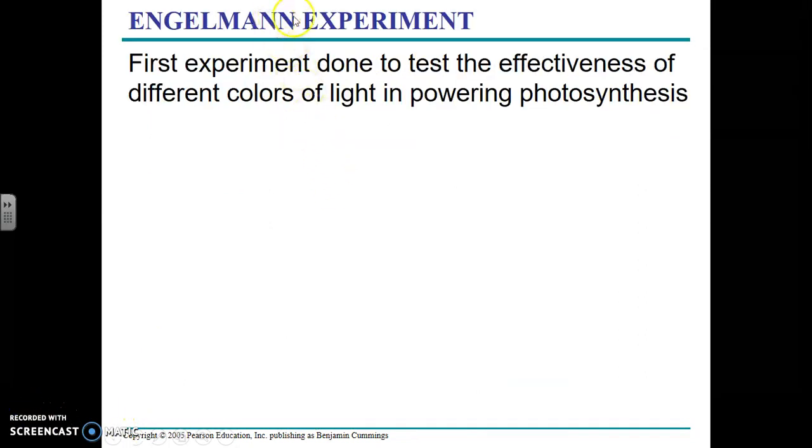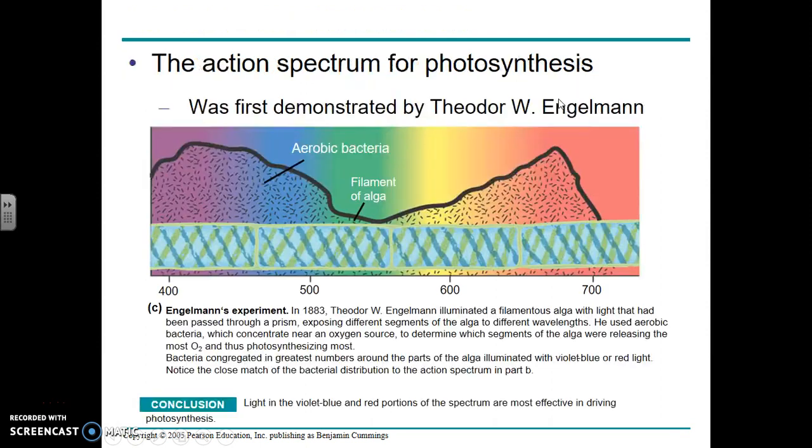We're now going to look at an experiment that was done before spectrophotometers existed that was able to determine which colors of light were best at powering photosynthesis or providing energy for photosynthesis. This experiment's a little bit complicated. You're going to have to stick with me here and probably replay it a couple times.